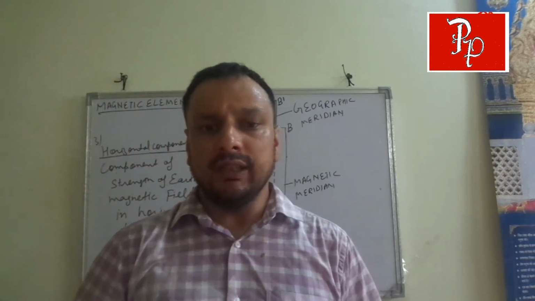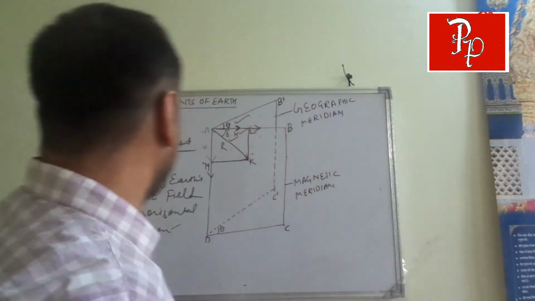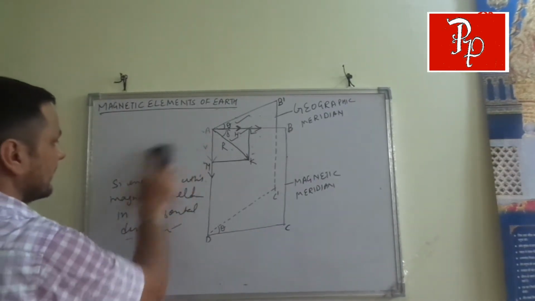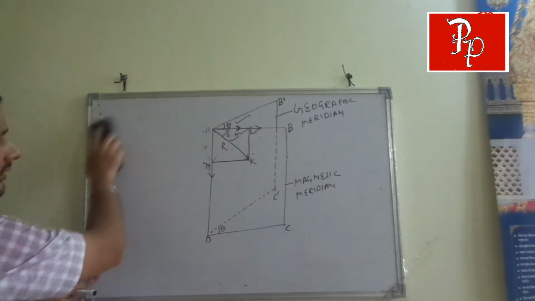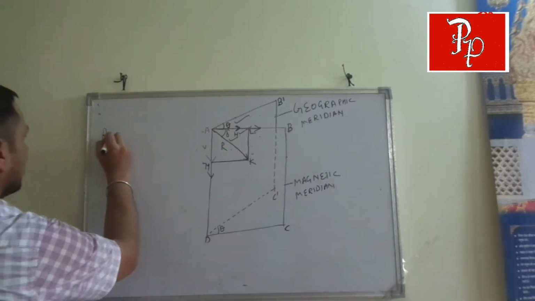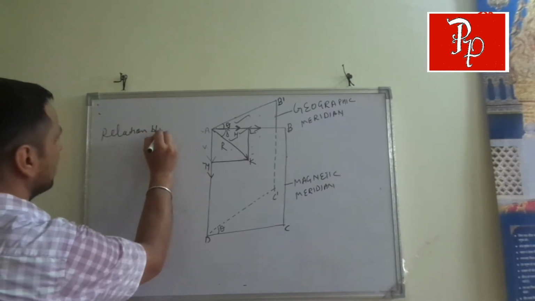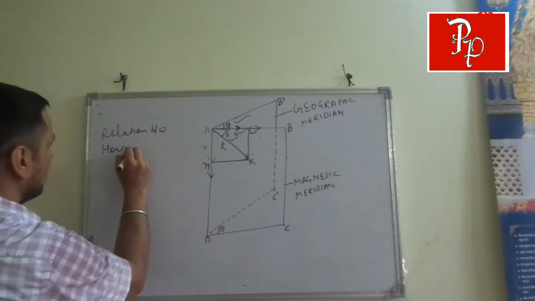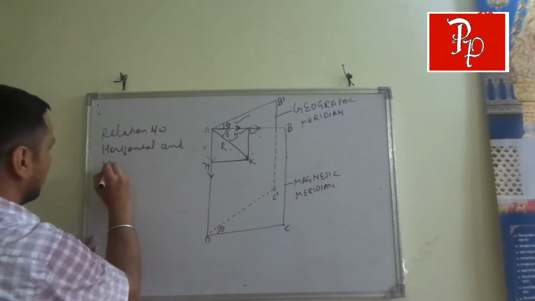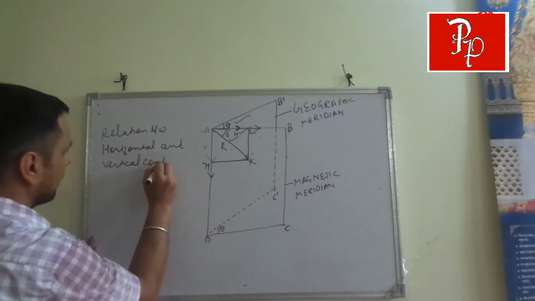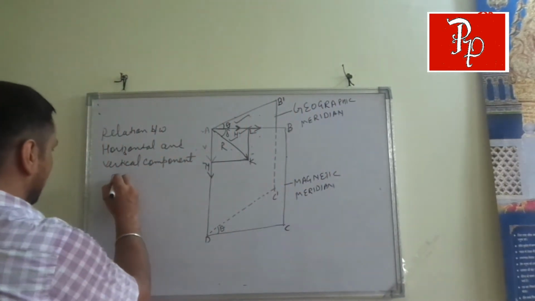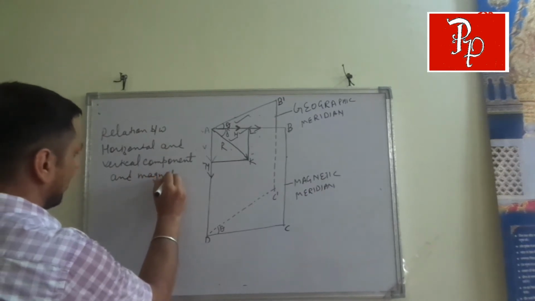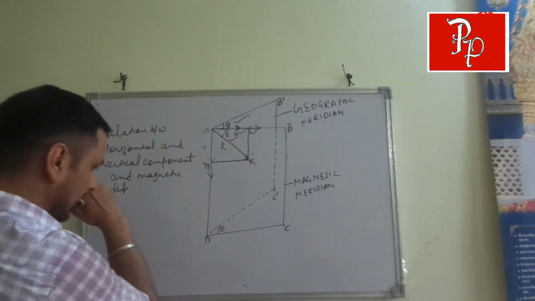Now students, next we will go for the relation between horizontal and vertical component. What is the relation between them? Relation between horizontal and vertical component. Very very important. Vertical component of Earth's magnetic field and magnetic dip, what is the relation between all of these?